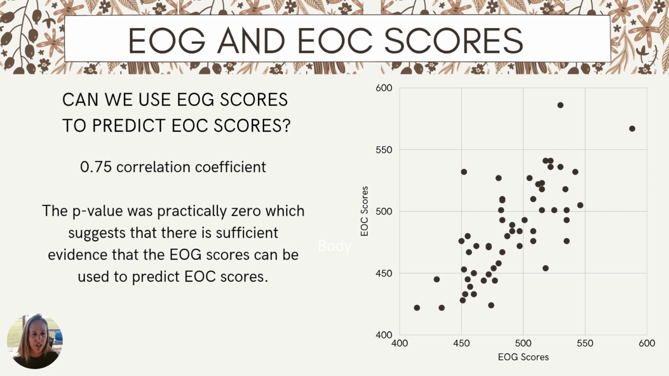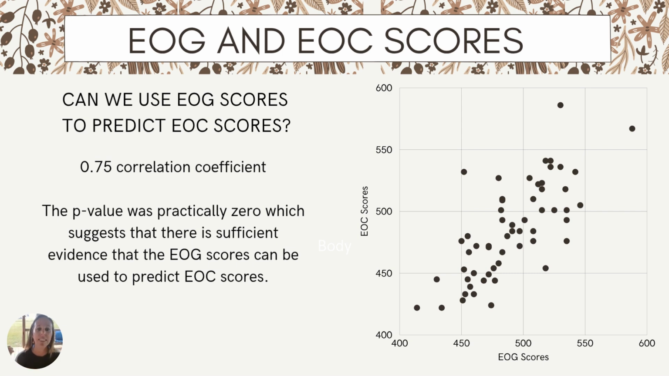The correlation coefficient was 0.75, which told me that there was a significant positive correlation between the two. So I can tell that if I had a student with a higher EOG score, they're probably going to have a higher EOC score as well. The p-value was practically 0, so that suggests that there is sufficient evidence that the EOG scores can be used to predict them.